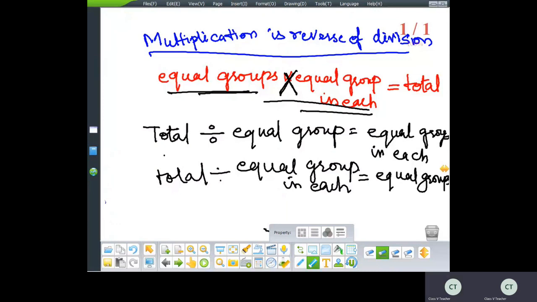So let us take an example. Just one problem I'll make you do on how to split and multiply for the bigger numbers. Then we'll go for the division.